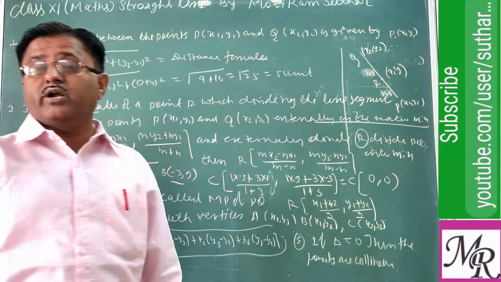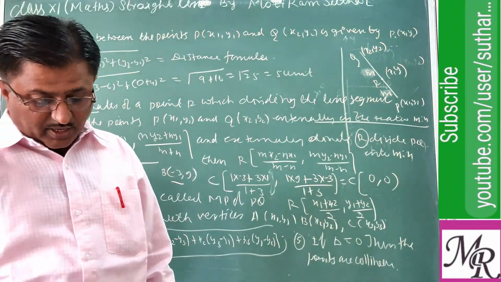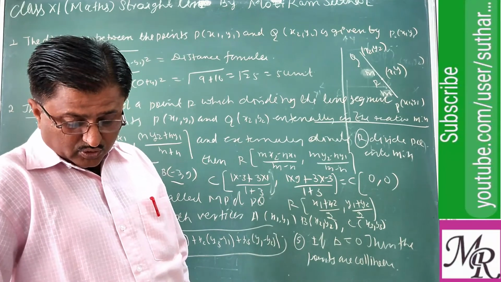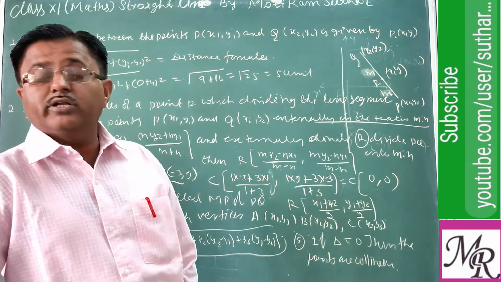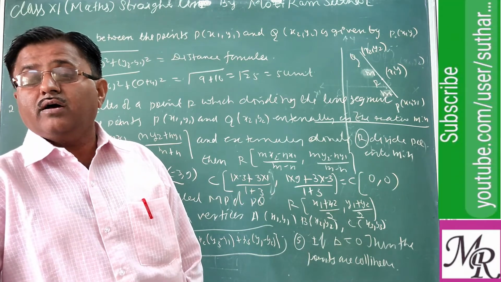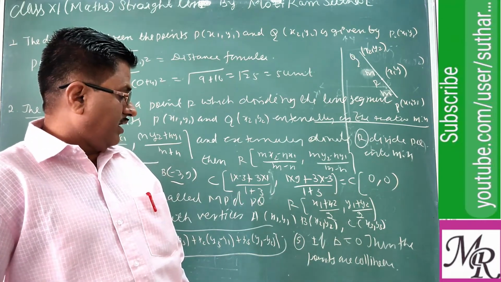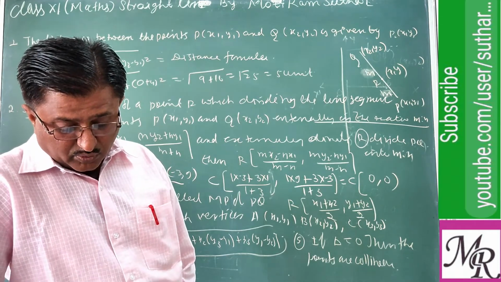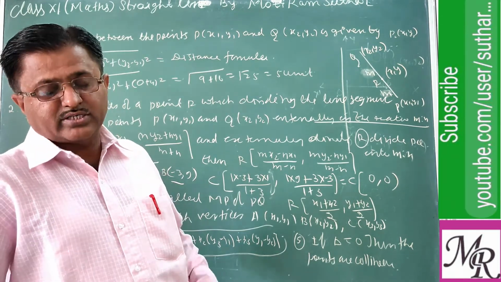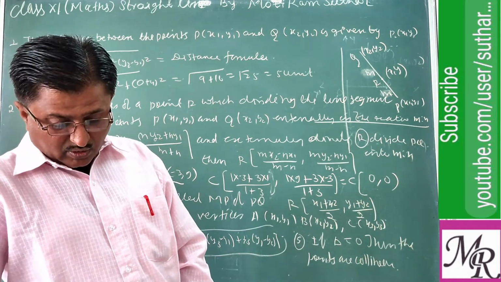So this is also the condition for collinearity of the points. So we can say three points are collinear if the area of the triangle formed by those points is equal to 0. So we can say these points lie on the same line, or they are collinear.